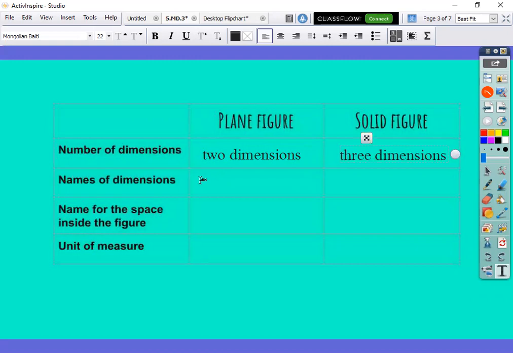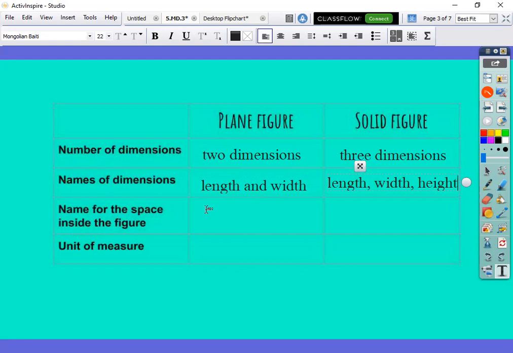Well, what are those dimensions? When we learned about area in fourth grade, we learned that the 2 dimensions of a plane figure are length and width. But in order to find the volume of a solid figure, we need the length, the width, and the height. We take it one step further.